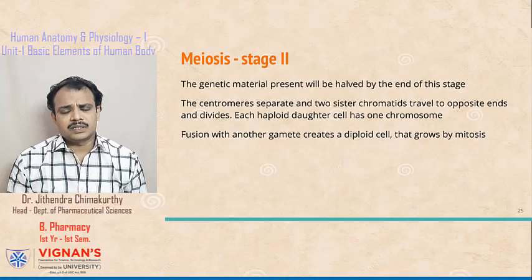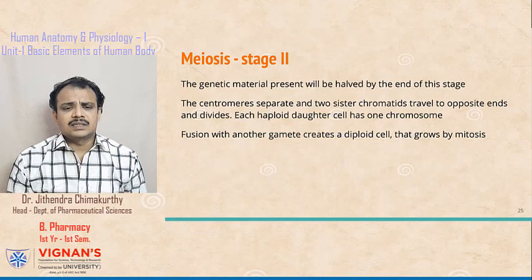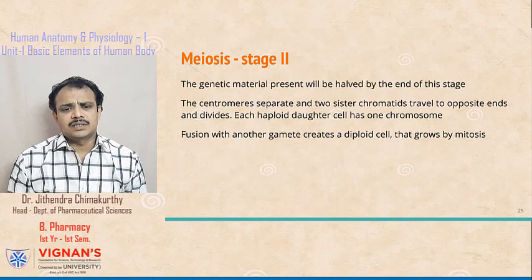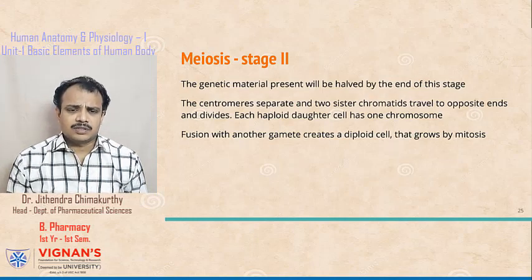In the second meiotic division, once again there occurs splitting of these chromosomes from the two daughter cells that are formed after the first meiotic cell division. This leads to formation of two daughter cells from each daughter cell of the first meiotic division.